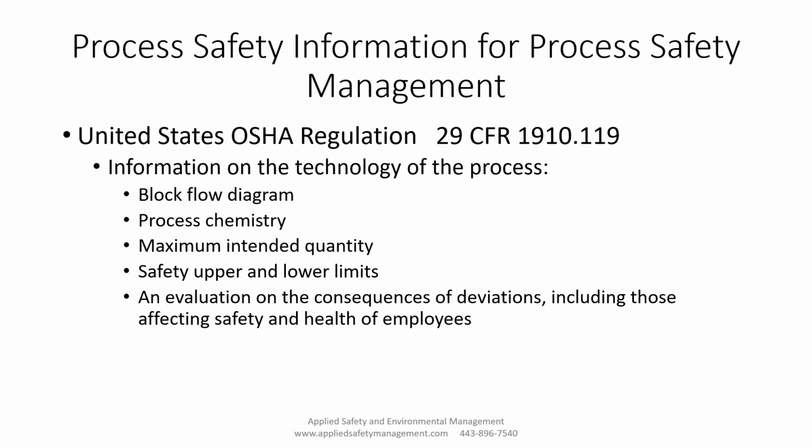We're going to look at maximum intended quantities. There's going to be a safe upper and lower limit that we can find out there. And we want to look at also the consequences of deviations. The big thing we're focused on, of course, is the safety and health of the employees. We really want to make sure they're good. We obviously don't want the public to be harmed, and we don't want the environment to be harmed. But first and foremost, we have to focus on the people who are working the process, working the plant, right at the job site.